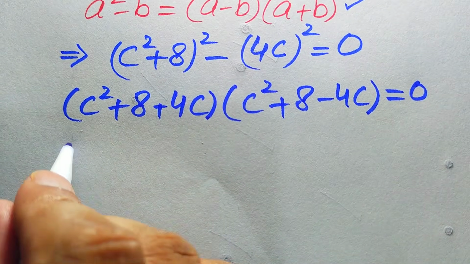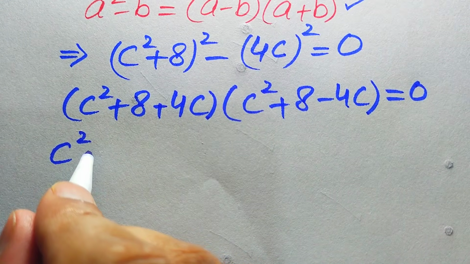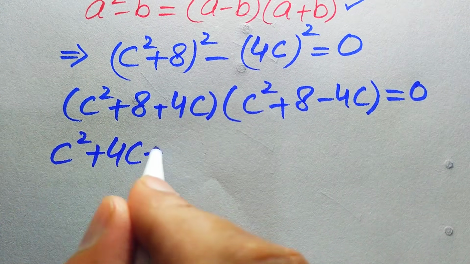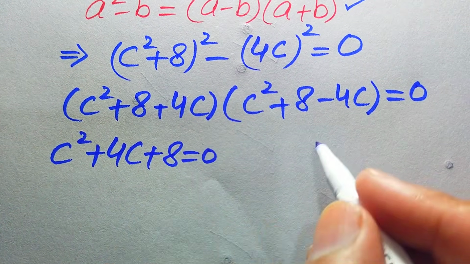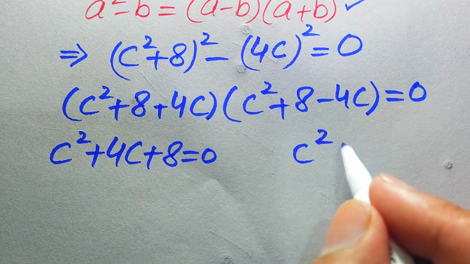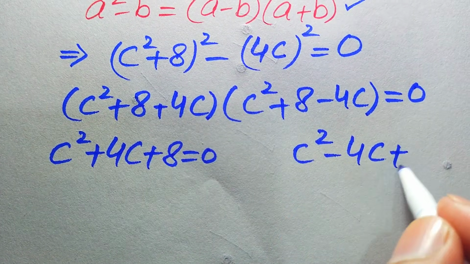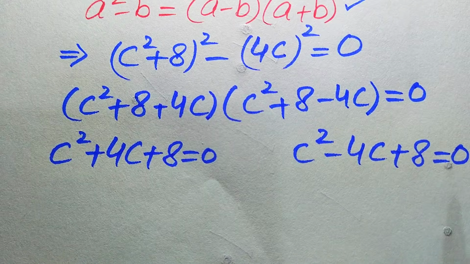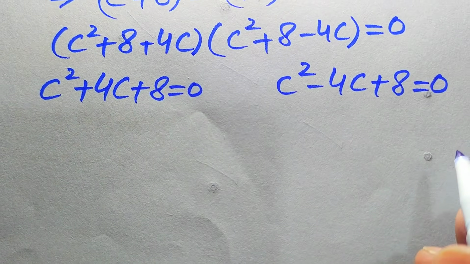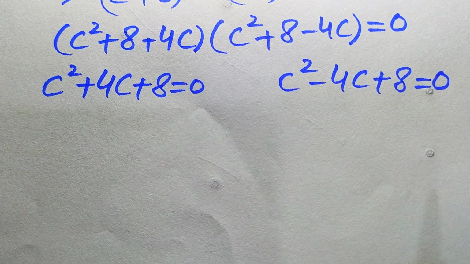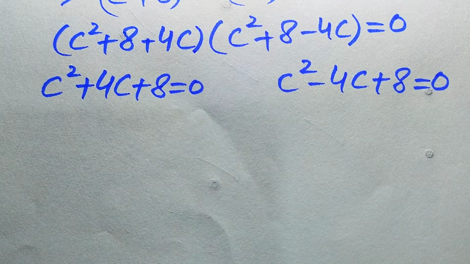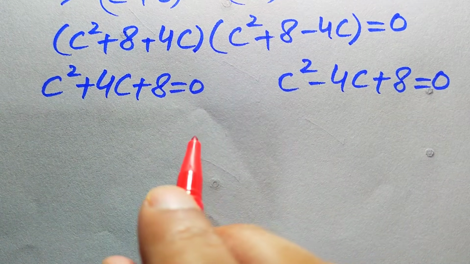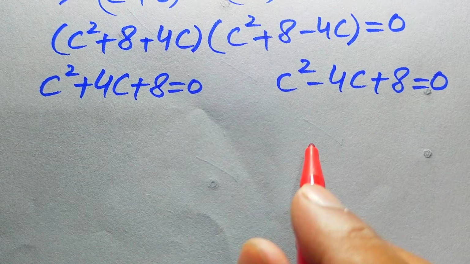And now we divide this equation into two cases. The first case is c square plus 4c plus 8 equals 0, and the second case is c square minus 4c plus 8 equals 0. So these are two quadratic equations, and here we use the nice quadratic formula to find the roots of these two equations.